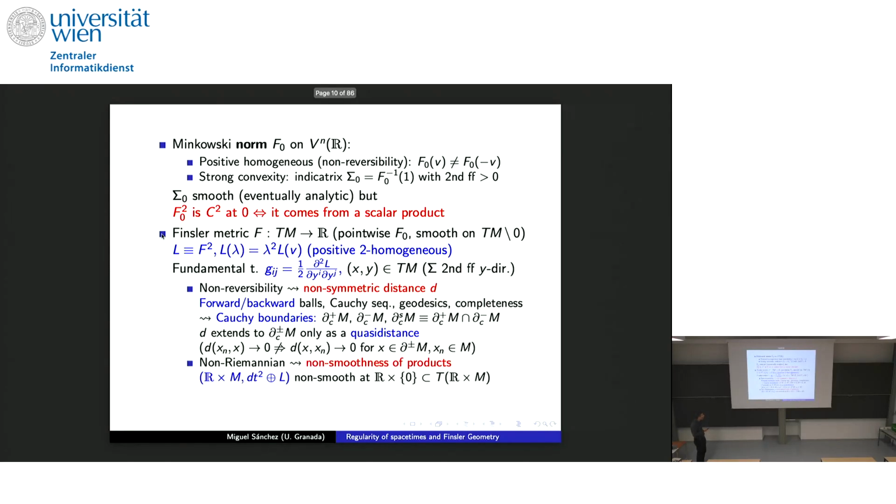In particular, for example, for Cauchy boundaries, the distance can be extended to the boundary, but perhaps the distance from a sequence to a point on the boundary is equal to 0, but the distance from the point to the sequence is different from 0. Also, as a consequence of this previous property, when we consider the product of a Finsler manifold and any other manifold, for example an interval of R, then the product metric is not smooth. It's not smooth in the Finslerian part when it vanishes.